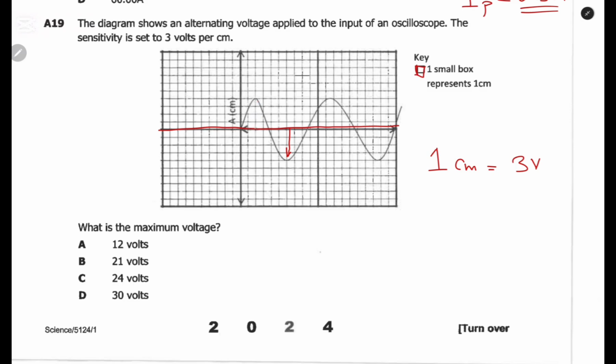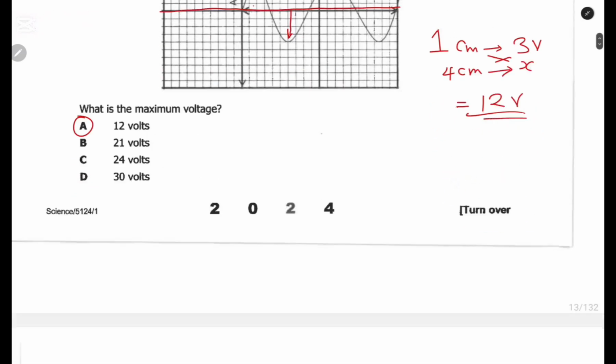Now how many boxes are there from this line up to the top? You find that there are 1, 2, 3, 4. So there are 4 boxes to reach this point, which means 4 centimeters. What would be the voltage? Okay, so we put X. 1 centimeter is equal to 3 volts. What about 4 centimeters? We cross multiply. So 3 multiplied by X is equal to 3 multiplied by 4. You're going to have 12 volts. So the maximum voltage is 12 volts. That is how you work out this one.